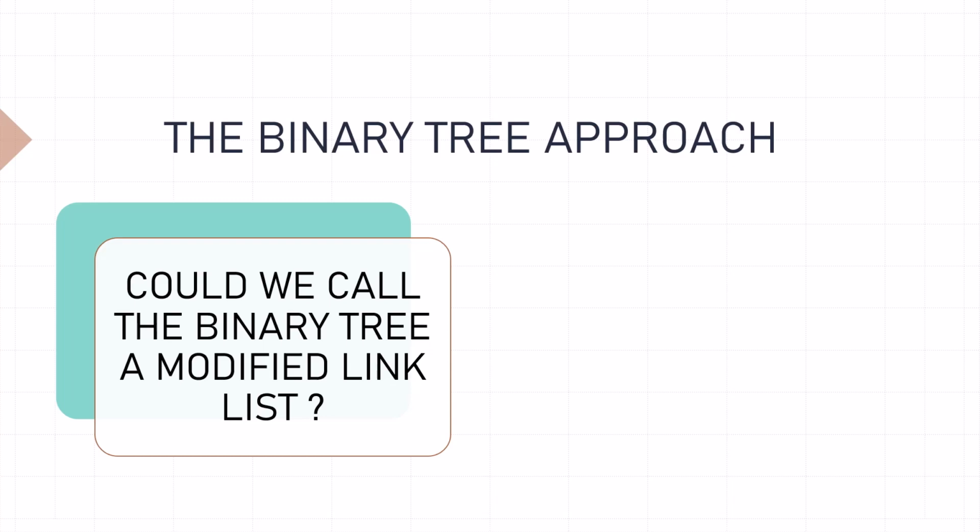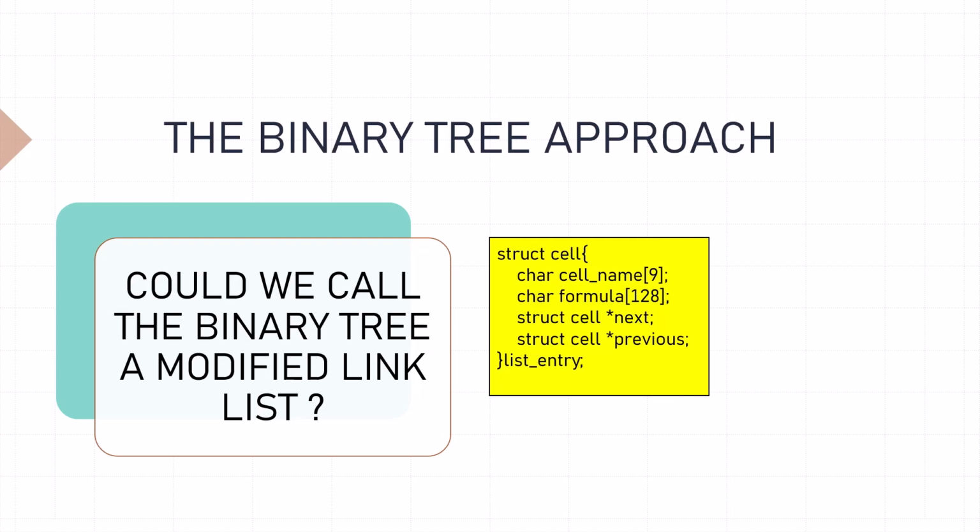And if we think about the question, as well as the structure that we used with the linked list, we have two pointers there, one pointing to the next node or the link in the list and one pointing to the previous. And as you may have figured out, this is a doubly linked list.